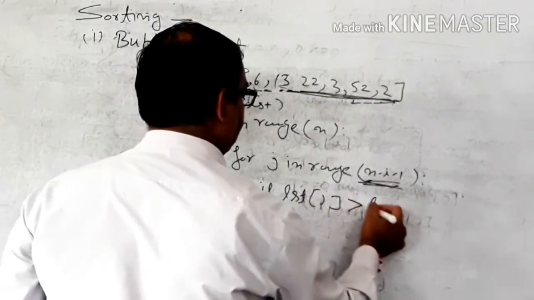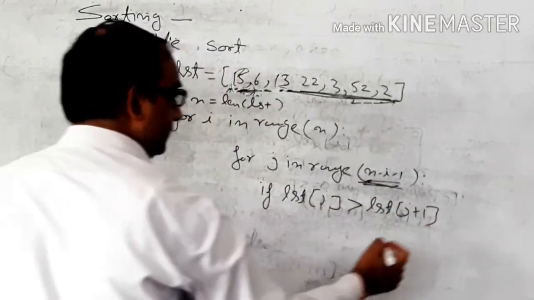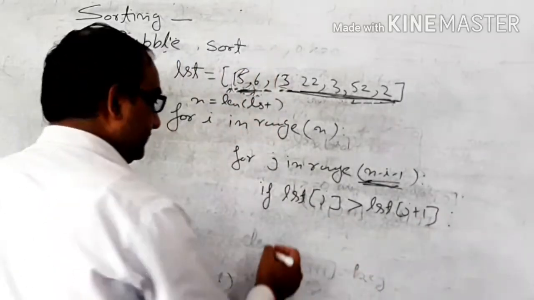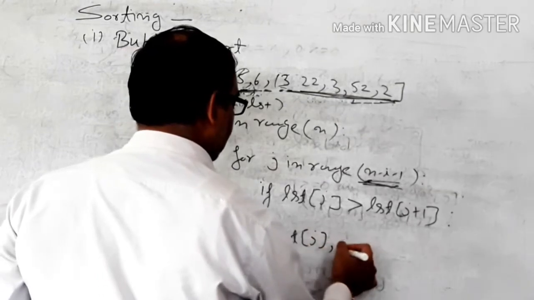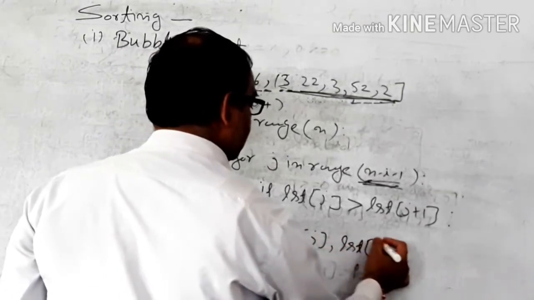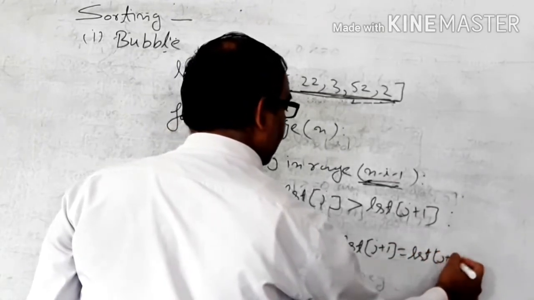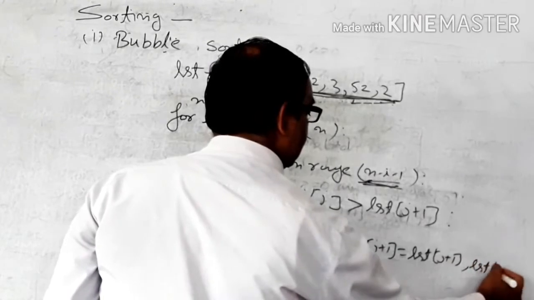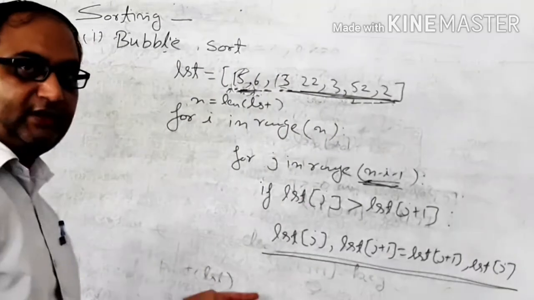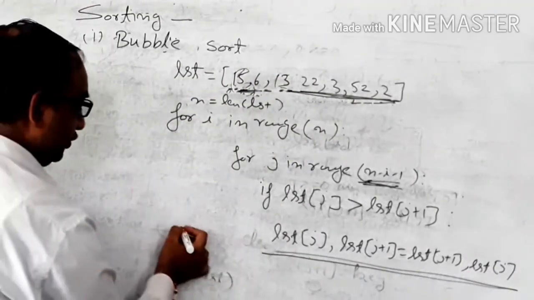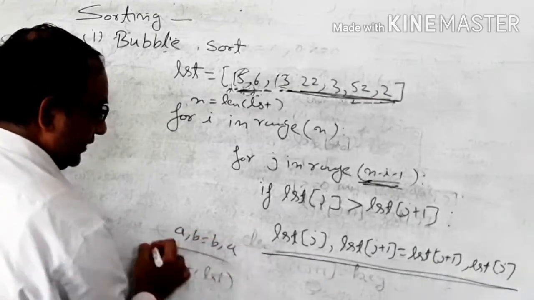So with the help of this, now we can take here, if LST J is greater than LST J plus 1, then we can swap. The swap programming is very easy. With the help of Python, LST J, comma, LST J plus 1 is equal to LST J plus 1, comma, LST J. This is the simple line. In a single line you can swap or interchange, you know very well. If you want to swap two elements, A contains B and B contains A, then A comma B is equal to B comma A.